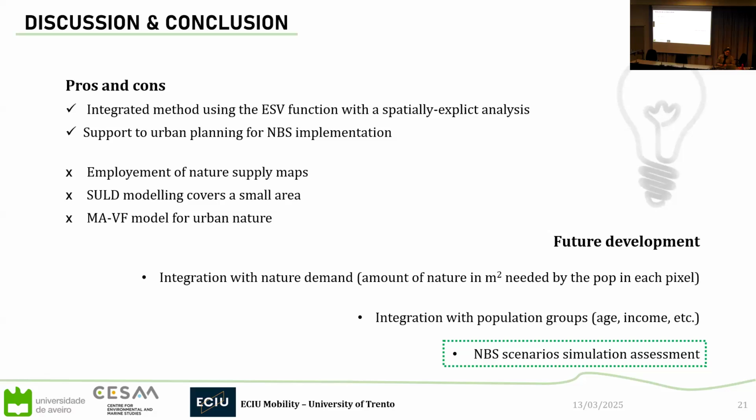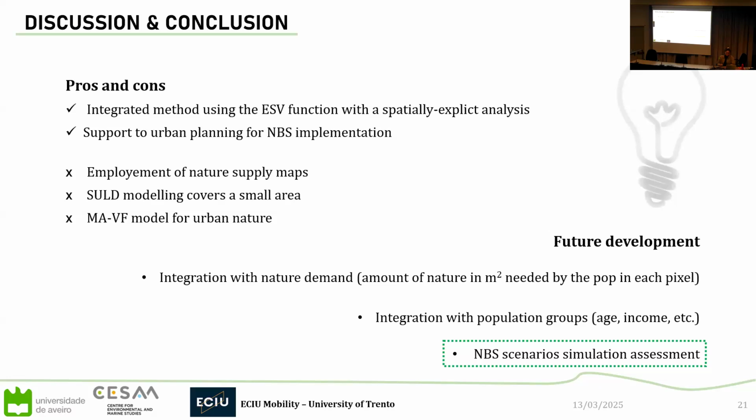And there are for sure some limitations. For example, we only employ the nature supply maps, and also the area that we focus on is quite small because of this model that we employ to have the population density information. And also the meta-analytic value function model. It was what we found in literature, and it can have a lot of limitations.